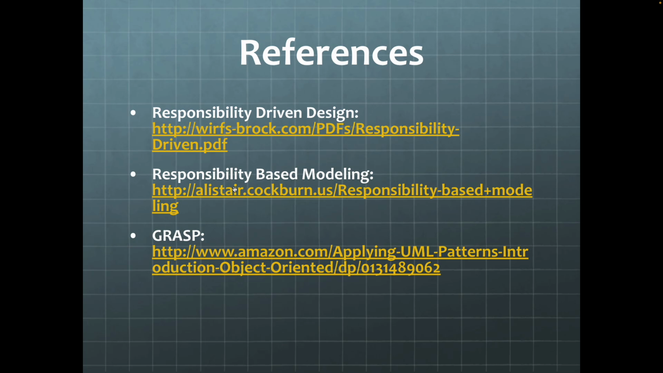And these are the references. Responsibility-driven design comes from this paper. Responsibility-based modeling comes from that paper. And GRASP patterns come from this book. It's a great book, by the way: Applying UML and Patterns, An Introduction to Object-Oriented Analysis and Design. It's a very, very interesting book to read, actually. It has a very generic name that makes it sound boring, but it's actually not boring at all. It's a very interesting book.